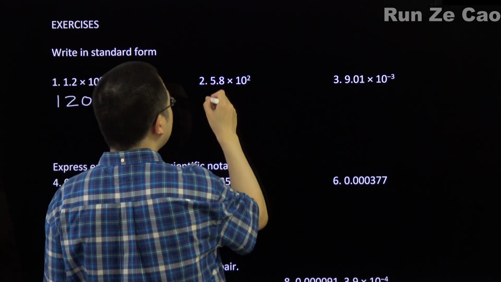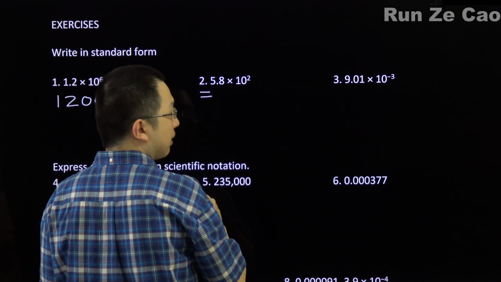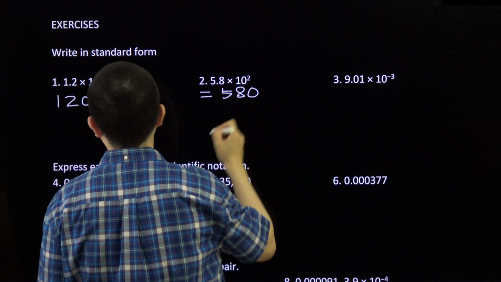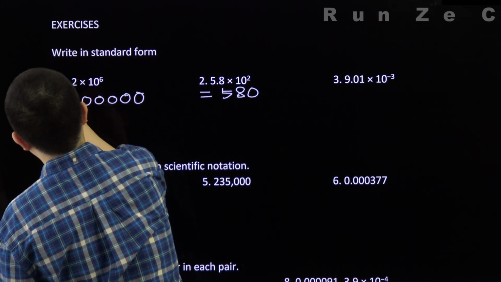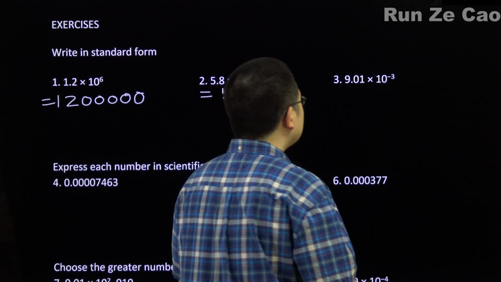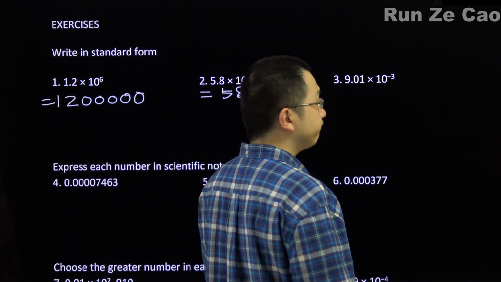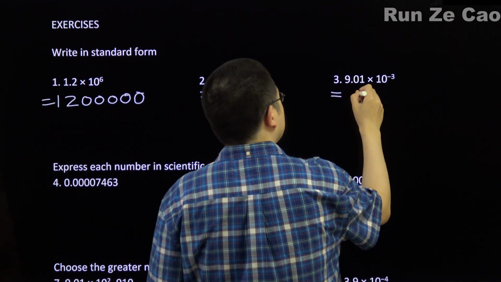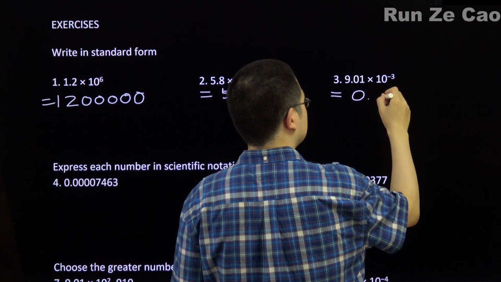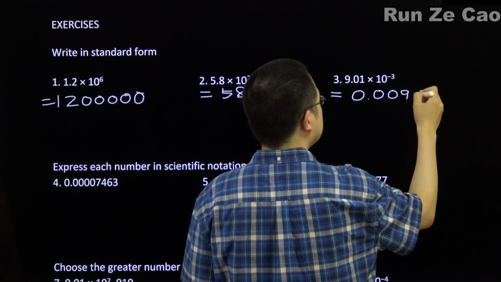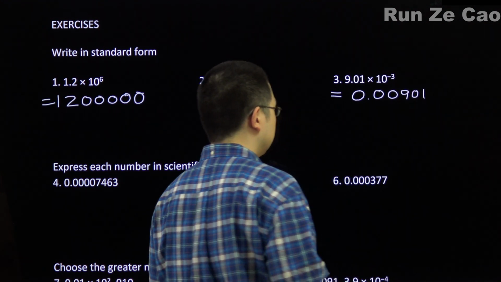5.8 times 10 squared, well, that's 5.8 times 100, so 580. Yeah, we should probably put an equal sign over here too. So 9.01 times 10 to the negative third. Well, we know that it's going to be 10 to the 0th, negative 1, negative 2, and on the negative 3 we got the 9, and then 01.